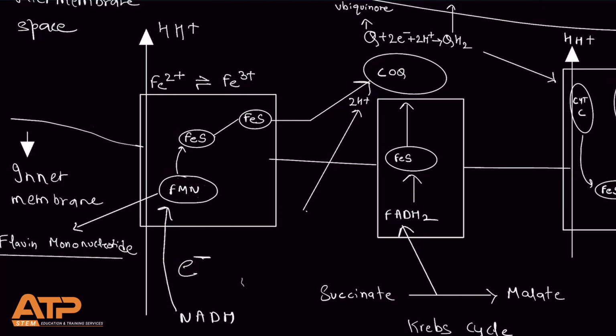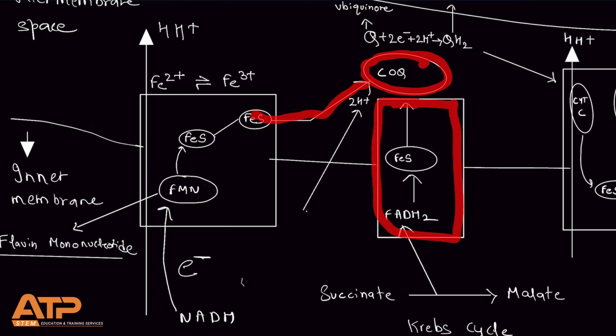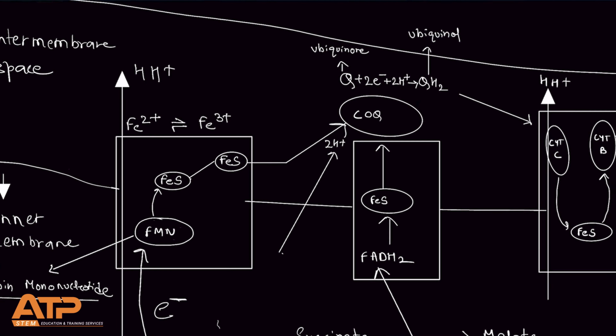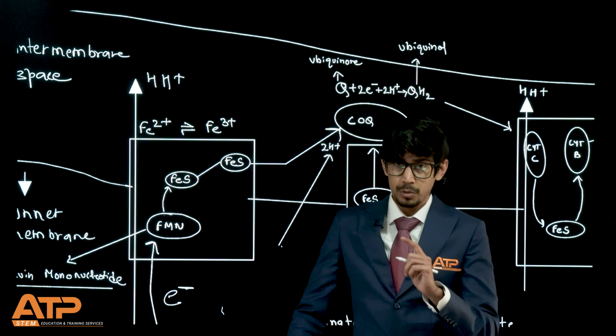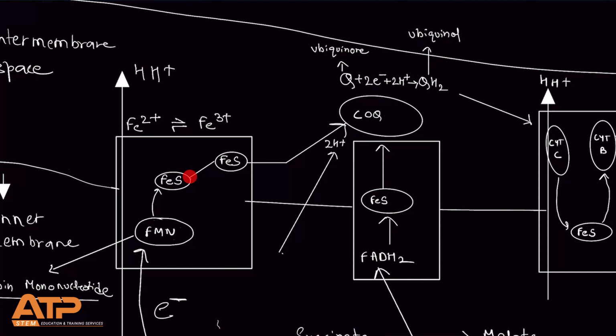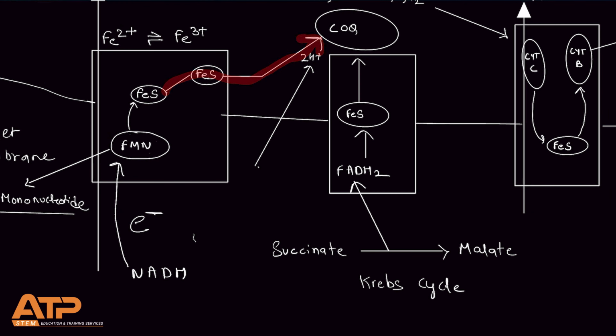Now this electron from complex 1 will go to coenzyme Q, which is closely related to complex 2. It is present here, not inside complex 2 but outside complex 2. This coenzyme Q takes the electron from here. Now see, complex 2 is very important here. See what is happening here. One electron is coming from complex 1. One more electron is coming from where?